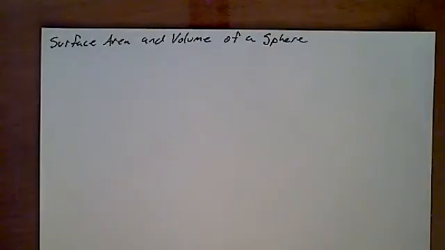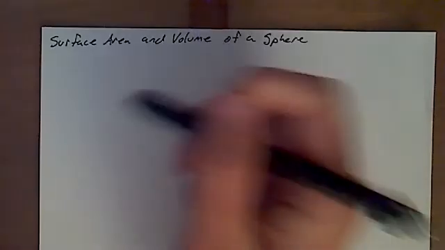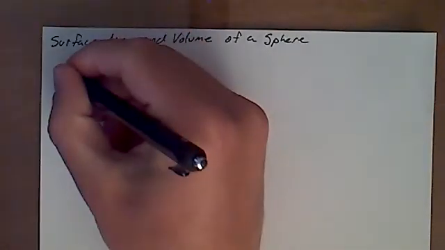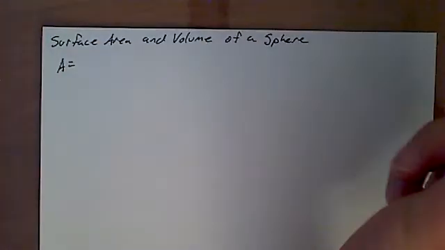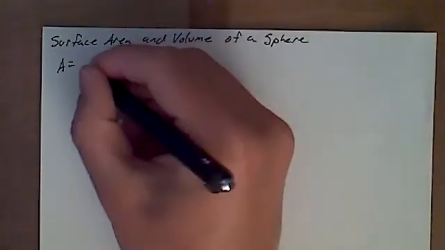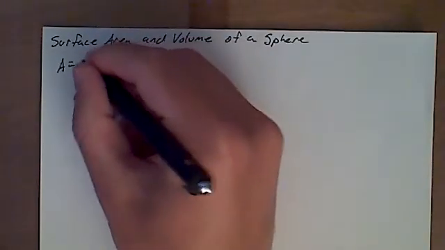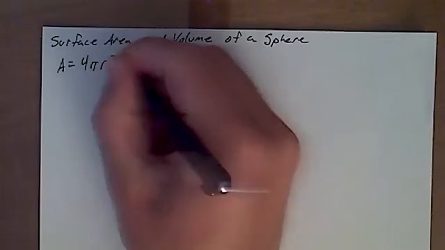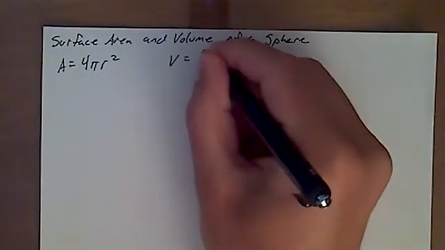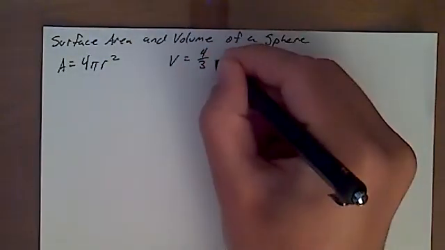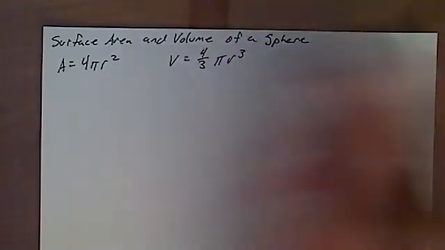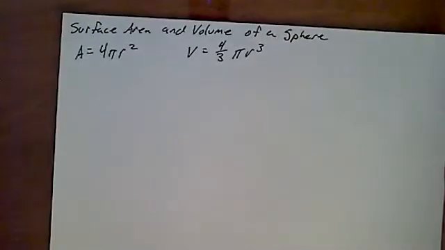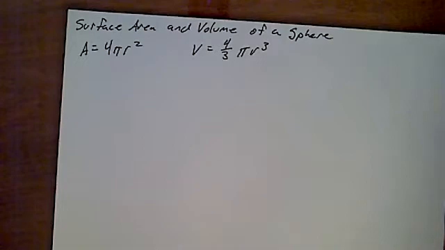We're looking at surface area and volume today, and so we need those two formulas. The surface area for a sphere is 4 pi r squared, and our volume is 4/3 pi r cubed. Everything that we do, we're just going to do two examples, is going to be using those two formulas today.